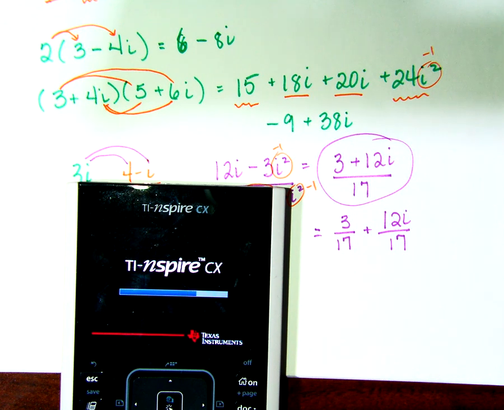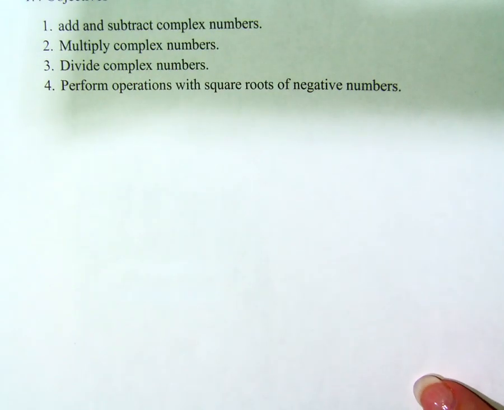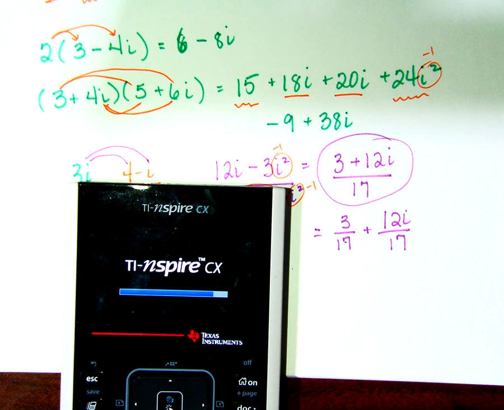While we're waiting for that to come on, we do have one more thing to talk about, performing operations with square roots of negative numbers, but that's only going to take a couple examples before you guys are going to understand what to do, okay?